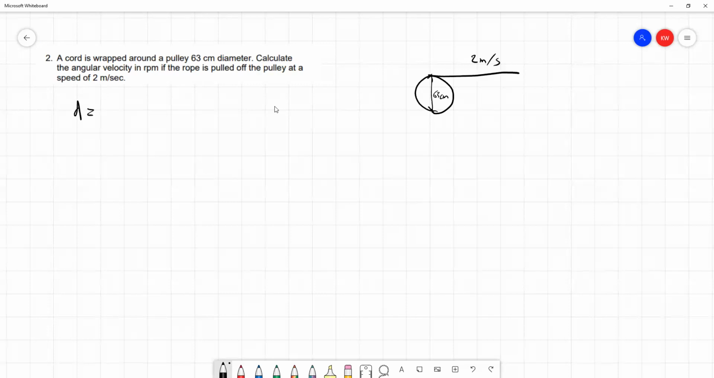We know our diameter is 63 centimeters, which if we're working in meters is 0.63 meters. And here's the first test for us. We're not interested in diameter. We use the radius in these calculations. So that will be 0.315 meters. So make sure we're working with the radius. That's important. Another thing we're given is the velocity of the rope, and that's 2 meters per second. So I think we've got the information we need to get started.